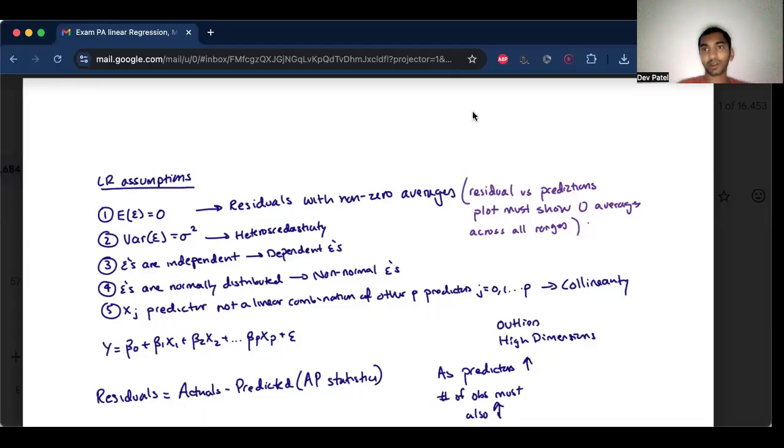Hi, everyone. We're going to go over linear regression, and some of the assumptions of linear regression. As I've listed out here, we're going to go over how to show that these assumptions are violated, how to show that these are not violated.